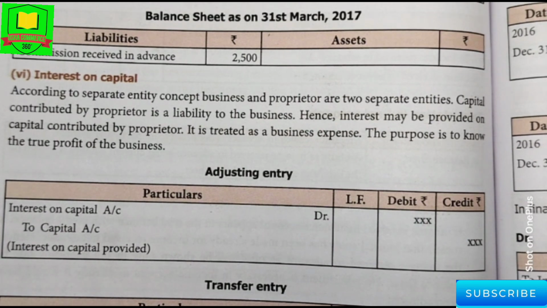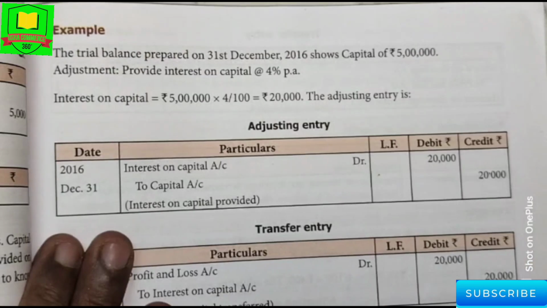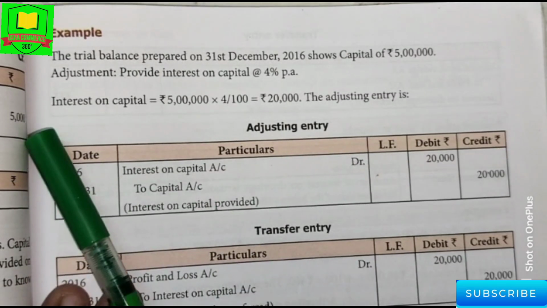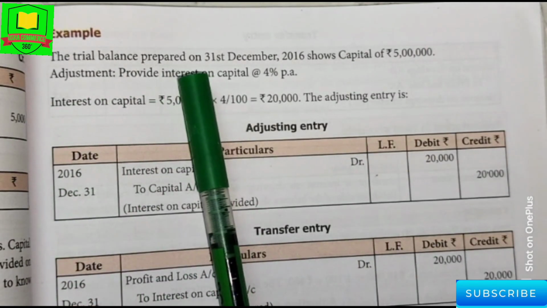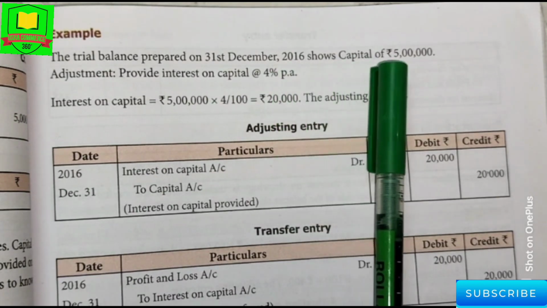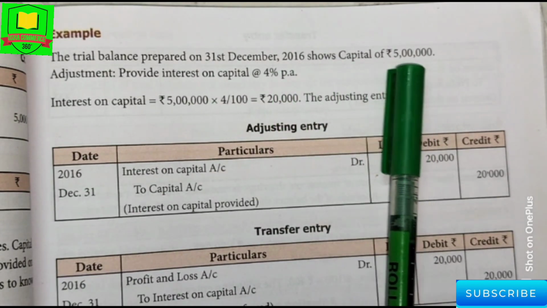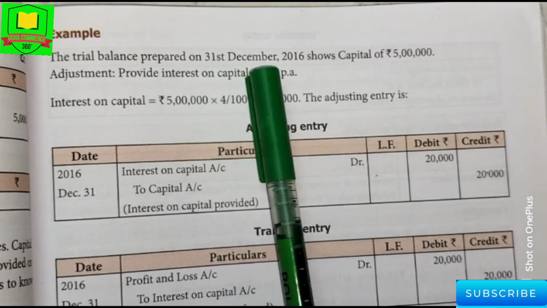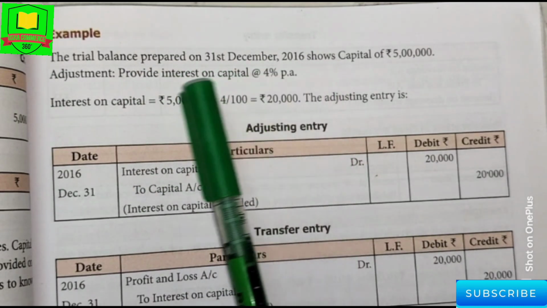Why? Because to know the true financial status and also to know the real profitability of the business. The example is given here. The trial balance prepared on 31st December 2016 shows capital of rupees 5 lakh. Adjustment: provide interest on capital at 4% per annum.